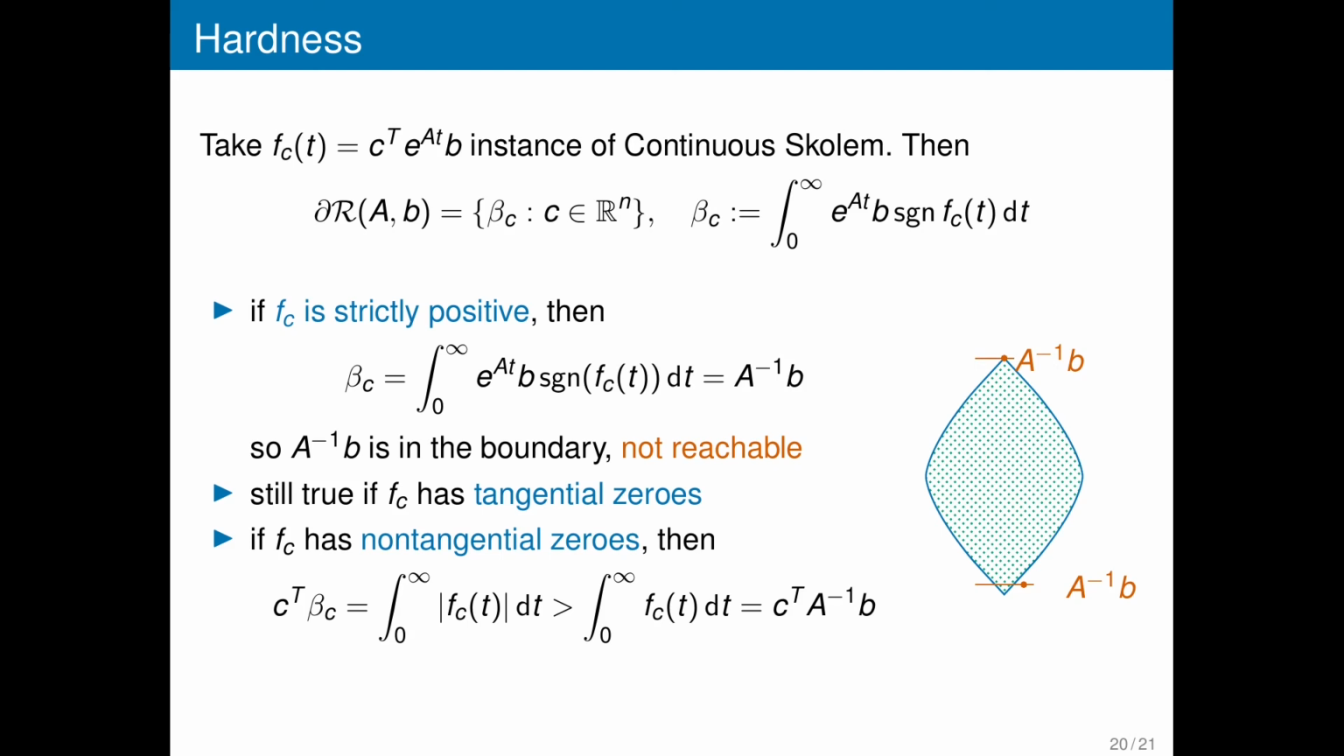To put it differently, if we take a line going through the point a minus 1b and that is perpendicular to direction c, in the first case this line will just barely touch the reachable set exactly in point a minus 1b. However, in the second case, this line will intersect the interior of the reachable set. In other words, we can distinguish those two situations by checking whether the reachable set intersects a hyperplane.